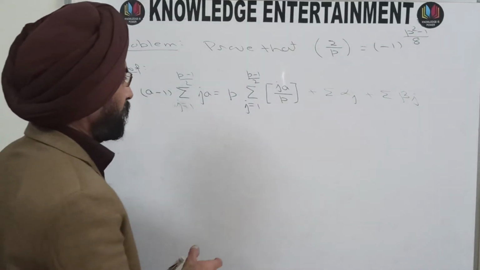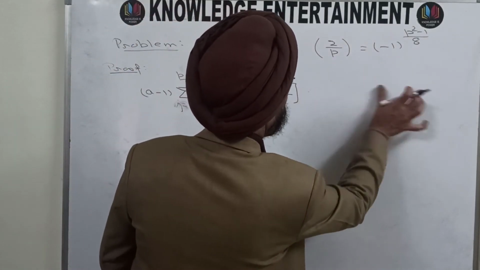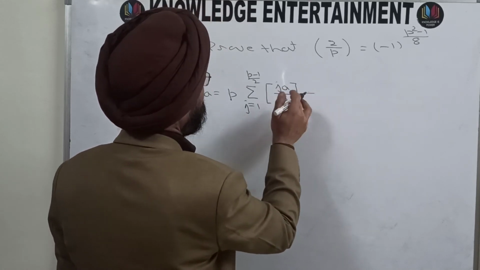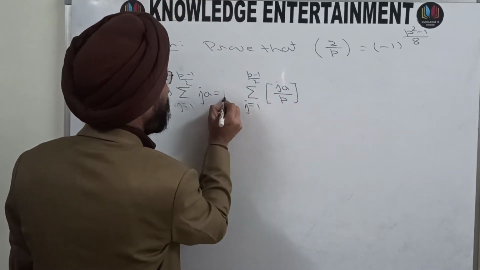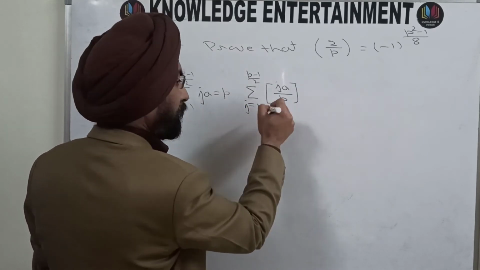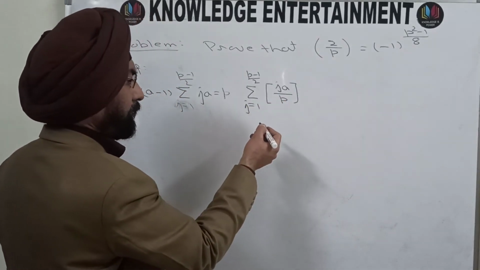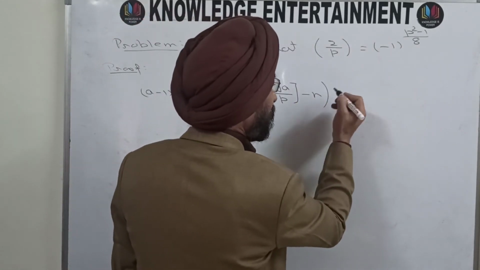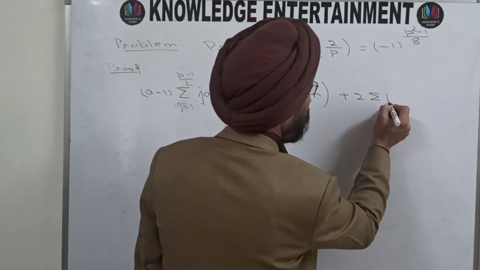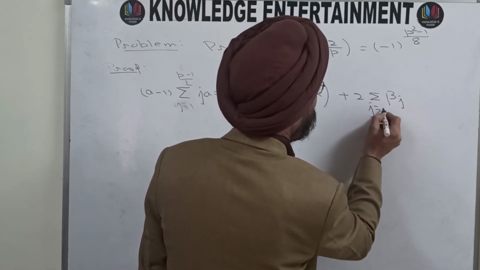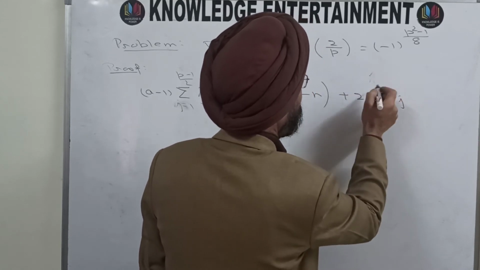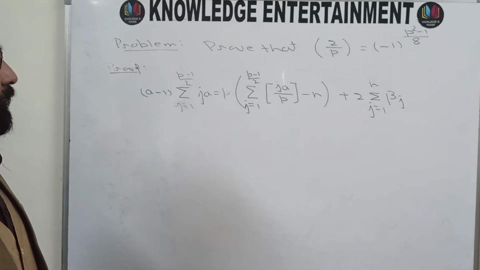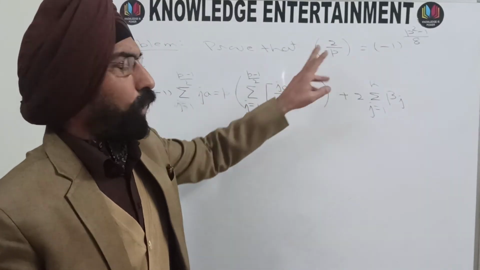The next step, sorry, this was p times n minus this, or this minus n, np. So either it is n minus p or p minus n minus this, and plus 2 times sigma beta j, j varying from 1 to n. This was the step, I think so. Now for this question you are having 2 upon p.